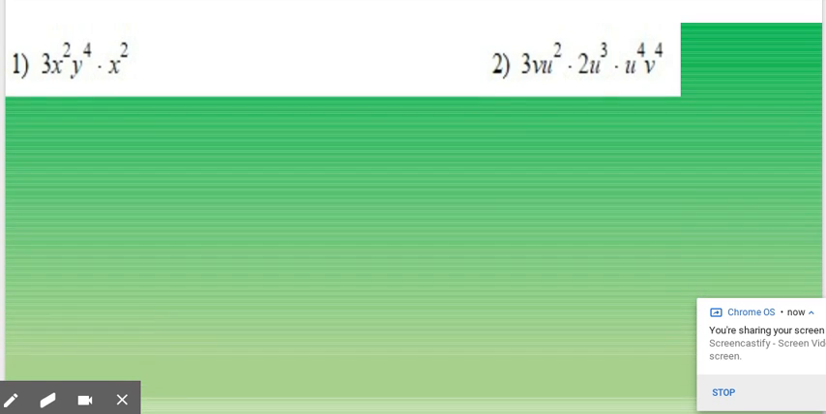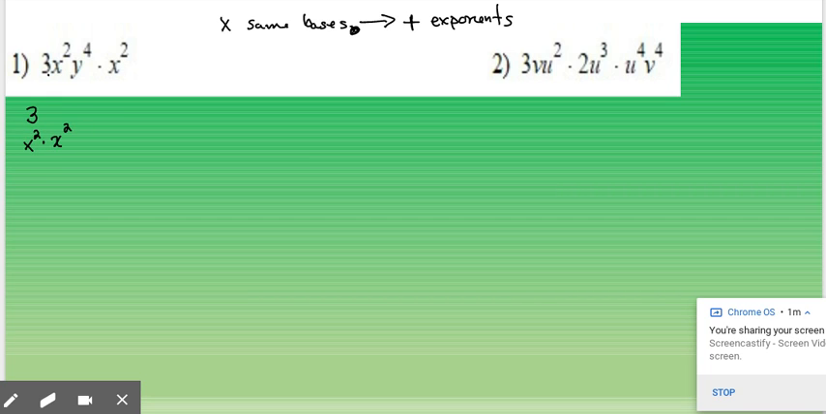All right, reminder, this is multiplication. So the rule is if we're multiplying same bases, we are going to be adding the exponents. Now for this one, remember you can do some organization if that helps you. The only number here is a 3, so I have 3. My x's, I have an x squared and an x squared. And my y's, I have a y to the 4th.